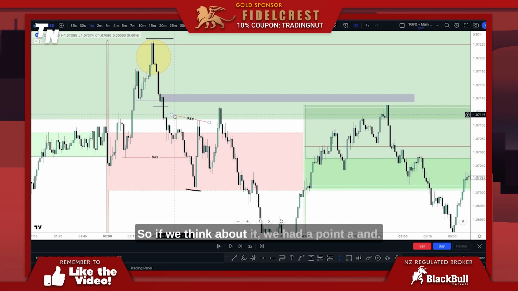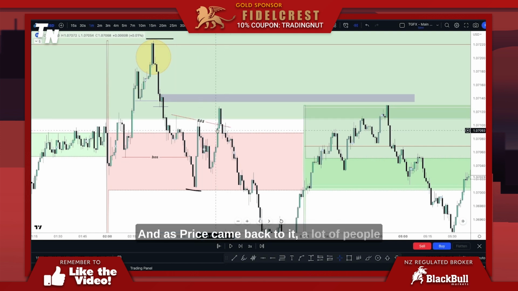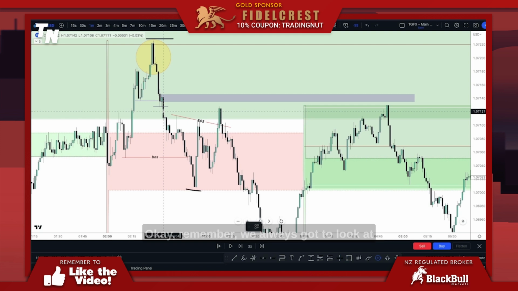Okay, so if we think about it, we had a point A and a point B for a trend line, and as price came back to it, a lot of people are thinking that this could be a potential point C. So what are they doing? They're selling the market, placing their stop losses above it. Well, guess what price is going to do? It's going to go right above it, hit all of those stop losses and clear that liquidity, fill in the imbalance, okay? Remember, we always got to look at all the things that price needs to achieve.